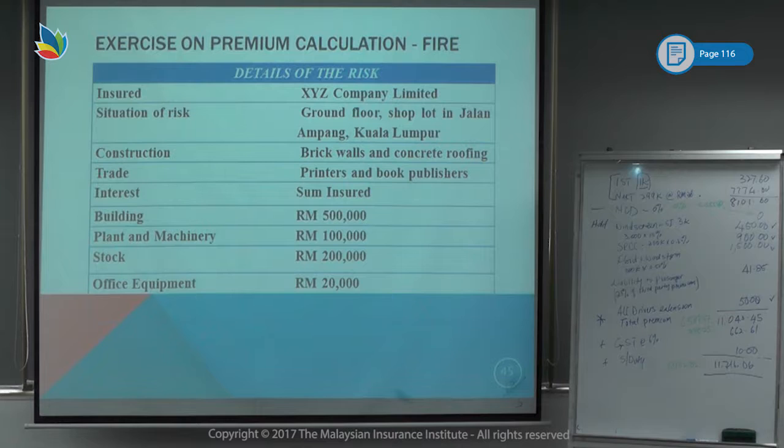we have the insured, then we have the location of the risk, then we have the construction of the building. Under this information given, the building falls under what class of construction? Based on the description of the construction, it comes under 1A. Then we have the trade, it is printing and book publisher.